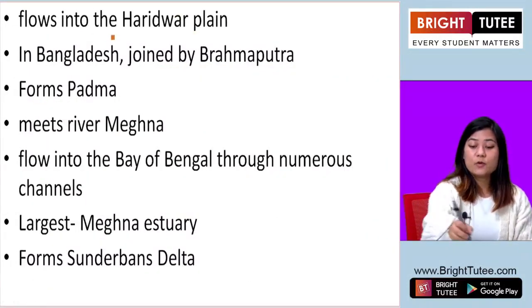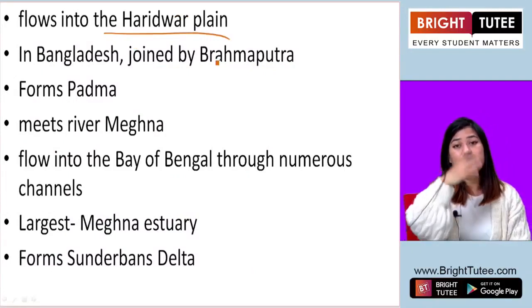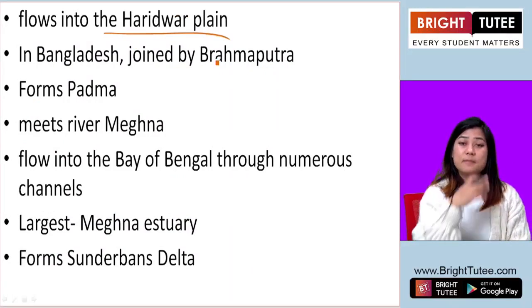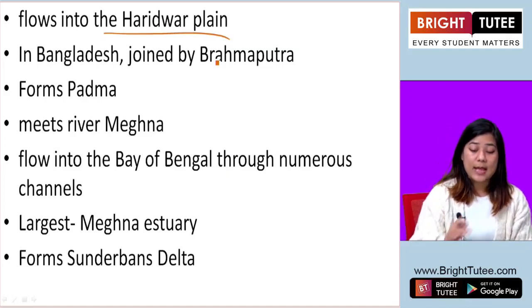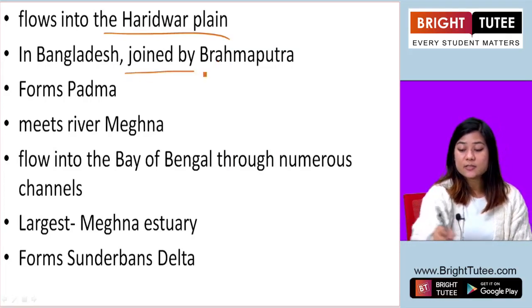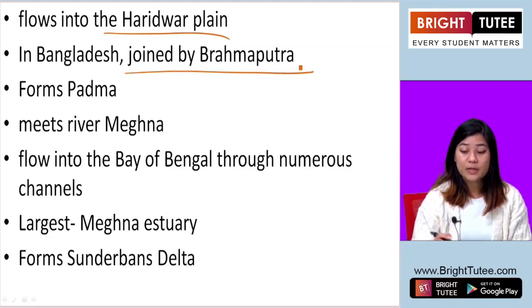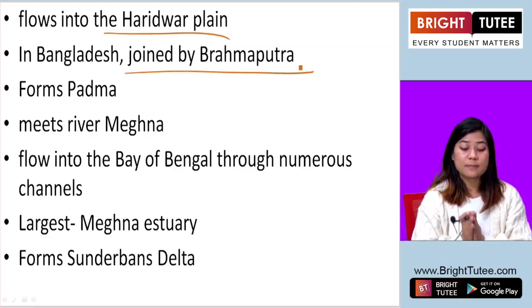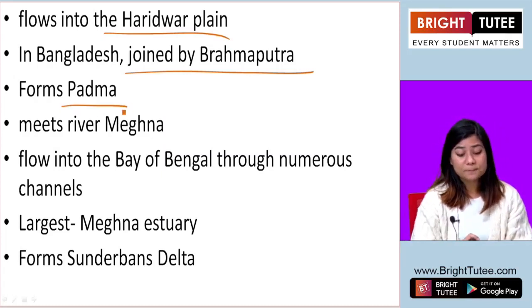And from there it flows into the Haridwar plain. Okay, so Rishikesh is the point where it ends its mountainous journey and then begins its journey in the plain. And as it flows through the northern plain and reaches Bangladesh, there it is joined by the Brahmaputra river, another important Himalayan river. And as it joins the Brahmaputra in Bangladesh, the jointly formed river of Ganga and Brahmaputra is called Padma. Okay.